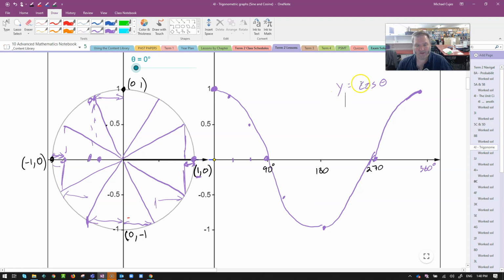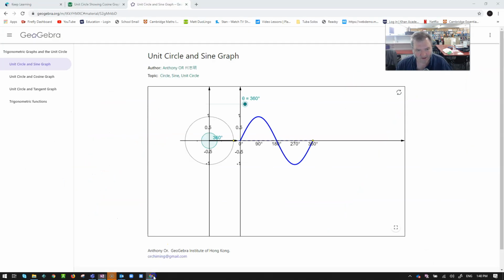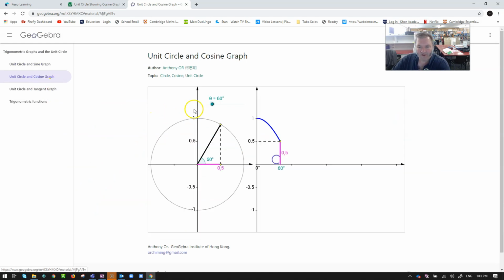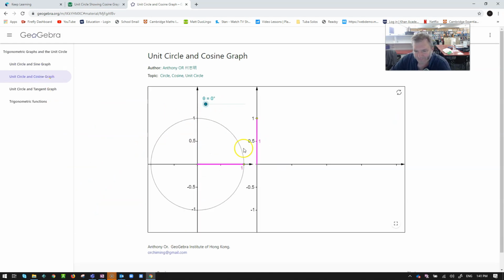Y equals cosine x. Let's watch it again with the applet and make sure we can see how that works. So I just click on the next one down here, sine and cosine graph. I'm going to start at 0. So you can see the x-coordinates. Now this length of the pink line is going to be the height that we show here. So at 30 degrees, that's going to be an x-coordinate of 0.866. We plot it there. In this case, we plot the x-coordinate as a y-coordinate when we draw the graph. That's the only bit that sometimes people get confused about.